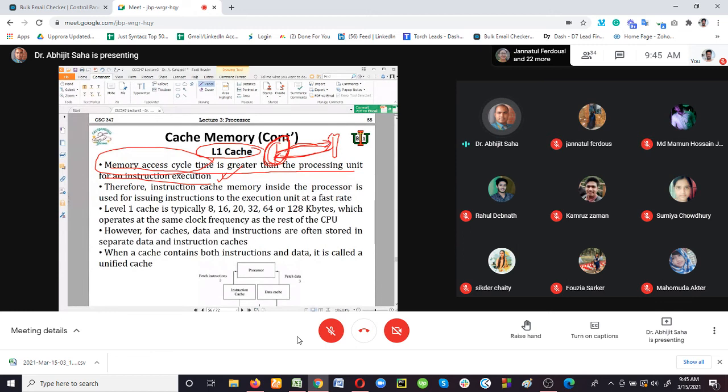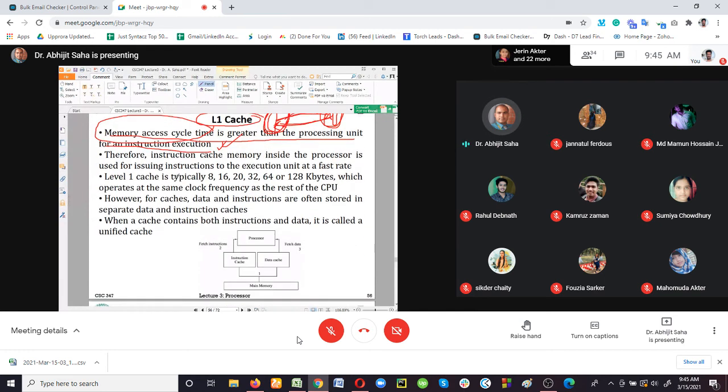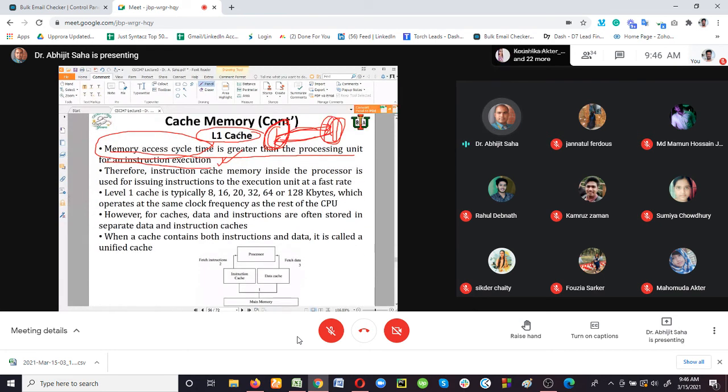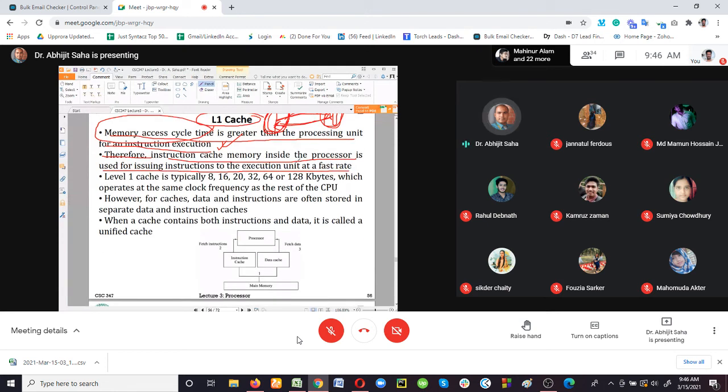The problem is that the main memory is not as fast as our CPU is. That's why the L1 cache has been developed, and its memory access cycle time is shorter than the processing unit's time for an instruction execution. Therefore, the instruction cache memory inside the processor is used for issuing instructions to the execution unit at a faster rate. It is also said that if the cache is smaller, it is quicker for the processor to get the operand it's looking for.